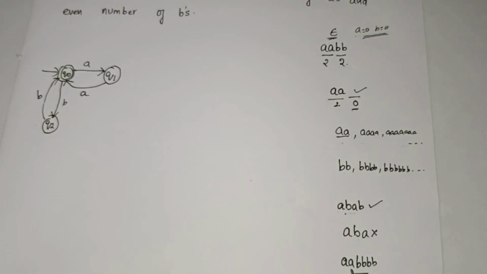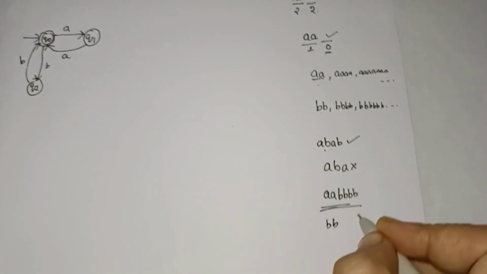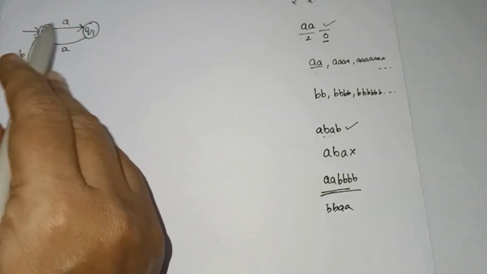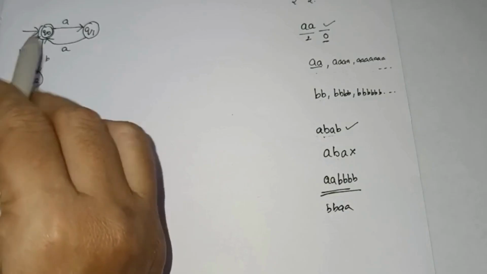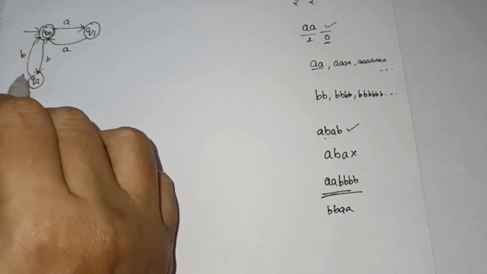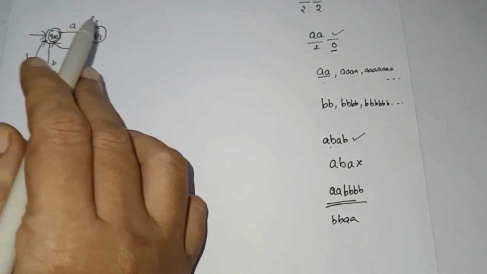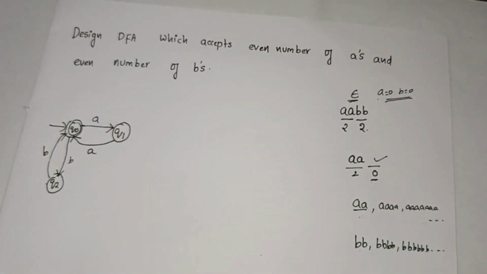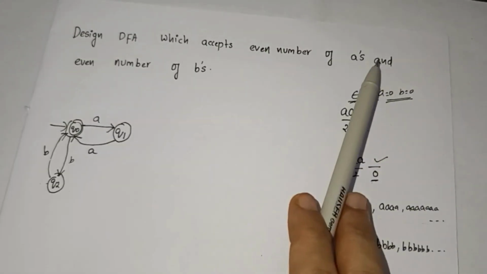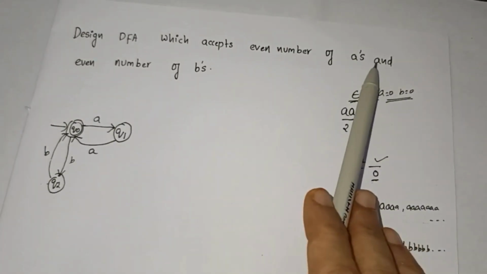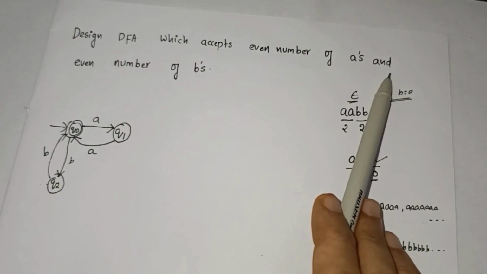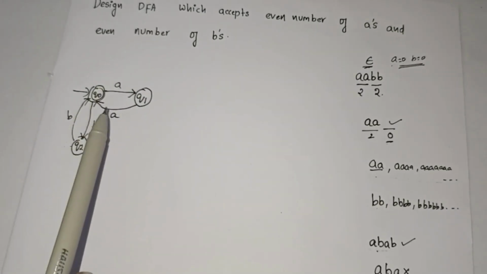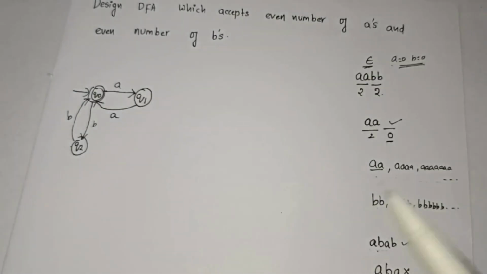Like that, even combinations of A's and B's are accepted in sequence. This is happening in sequence: A's then B's, or B's then A's. So even numbers of A's are followed by even numbers of B's. This is correct. But that is not our question. We need to design a DFA which accepts an even number of A's and an even number of B's, not an even number of A's followed by B's or an even number of B's followed by A's. If that is so, this is correct. But our question is an even number of A's and B's.